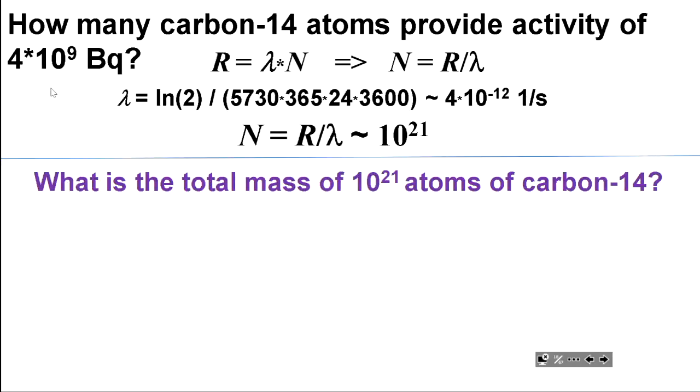Well, so what is the total mass? Those atoms, radioactive atoms, of course, have some mass. What do we have to do? Well, we know the number. The number of those radioactive atoms is about 10 to the 21st, which was calculated. But if I want to calculate the mass, what do I have to do? Chemistry.